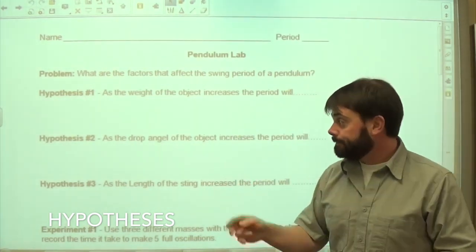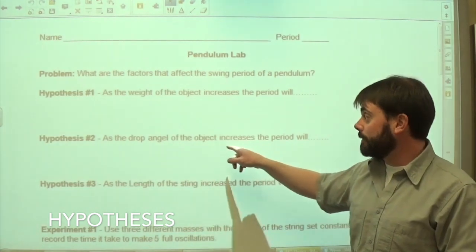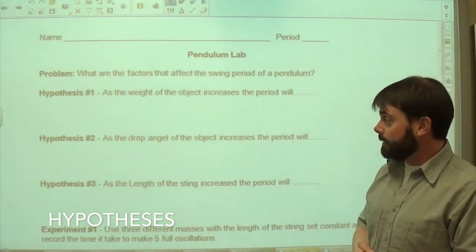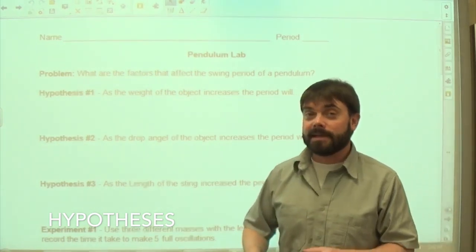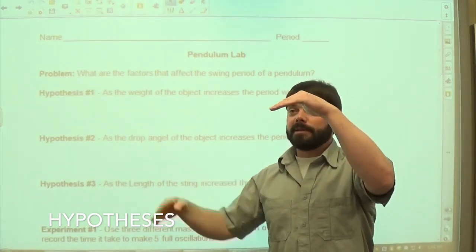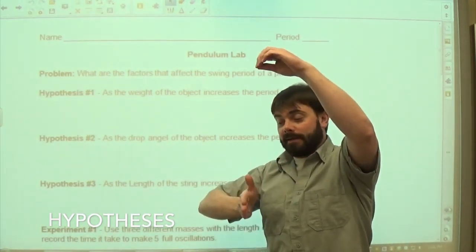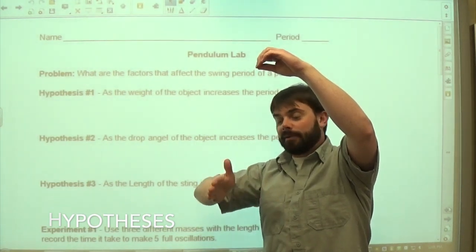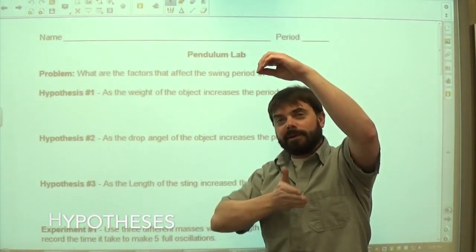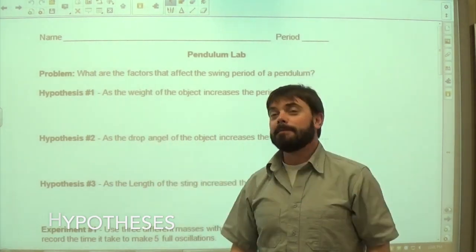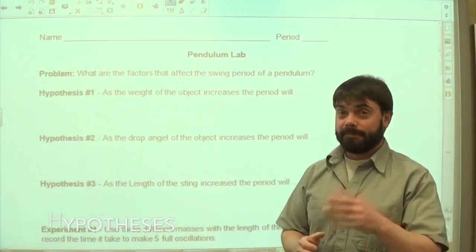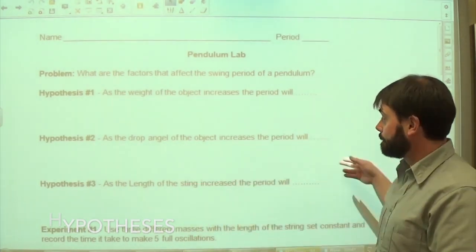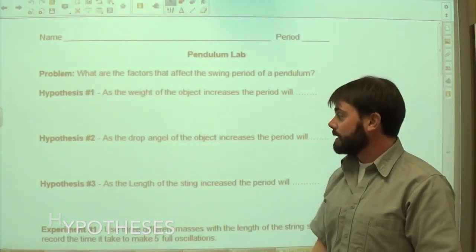Hypothesis number 2 says, as the drop angle of the object increases, how do you think this will affect the period? Again, the drop angle is how far we pull the pendulum out. So if this is the start point, if we started here neutrally buoyant, we pull it back 10 degrees, 20 degrees, 30 degrees, 40 degrees. We're going to try to keep it under 45 degrees for all of the trials, but again, you're supposed to make a prediction. How do you think that's going to affect the period?